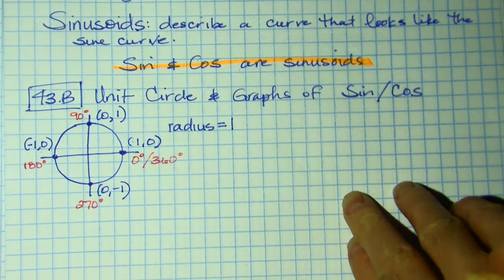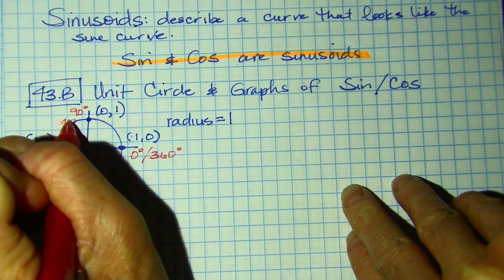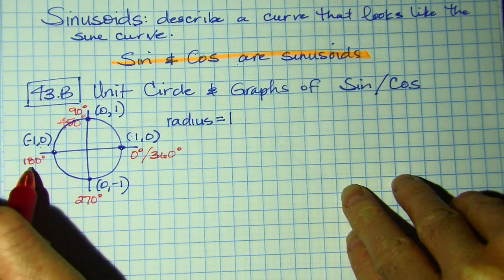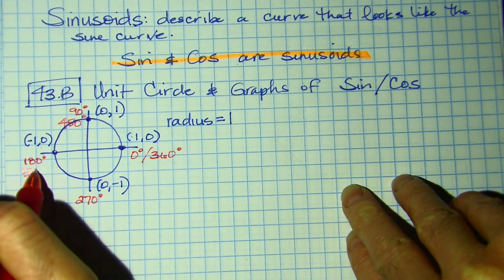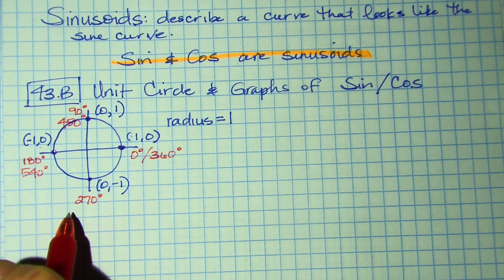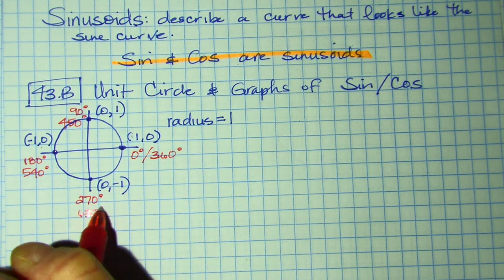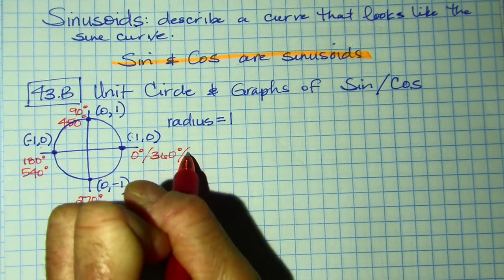Now we can keep going, right? If I kept going, another 90 degrees would be 450, right? We can keep going. This would be 540. This would be 630, sorry, I was having to add 90 in my head, and then this would be, again, 720.